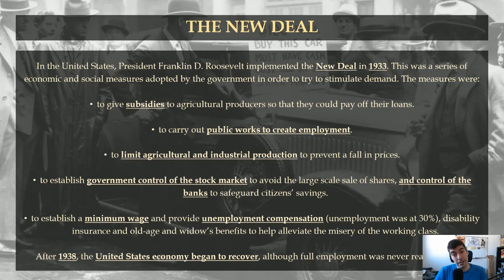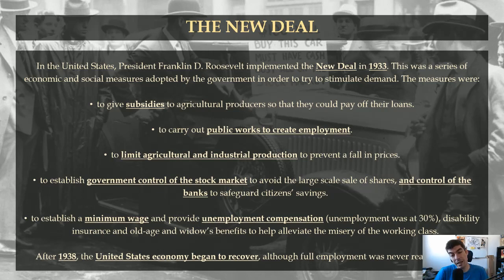How was this depression solved, or tried to be solved? With the New Deal of the new President Franklin Delano Roosevelt, which started in 1933, a series of economic measures to try to stimulate the demand. It's an investment of public money. They gave subsidies, so economic help, to agricultural producers so that they could pay off their loans. They carried out public works, so public employment could be created.